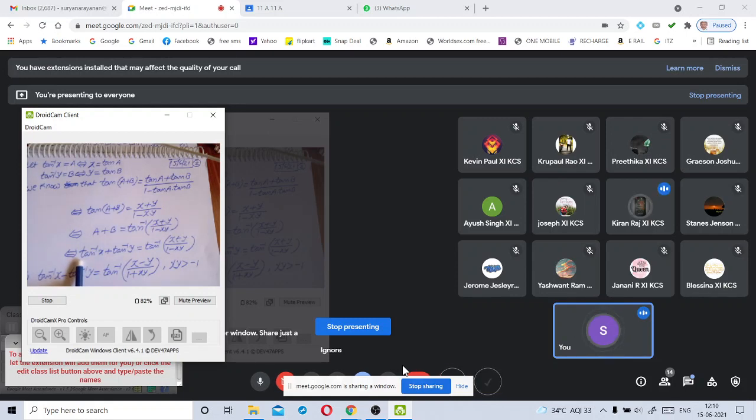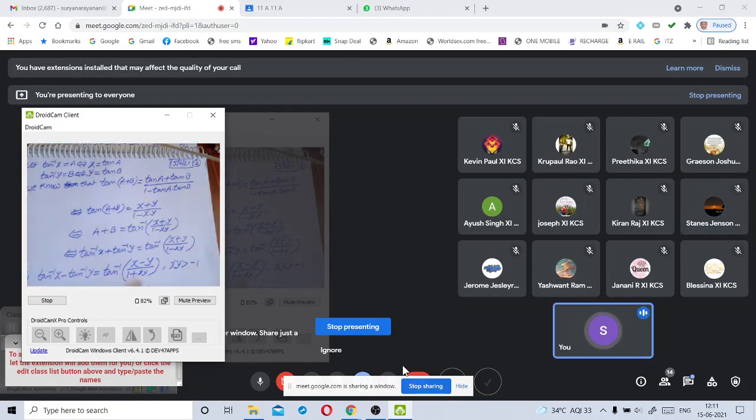My dear Staines Jensen, read these two lines. Yes, sir. Tan inverse x plus tan inverse y is equal to tan inverse of (x plus y) by (1 minus xy). Tan inverse x minus tan inverse y is equal to tan inverse of (x minus y) by (1 plus xy), where xy is greater than minus 1. Okay, my dear Staines Jensen.